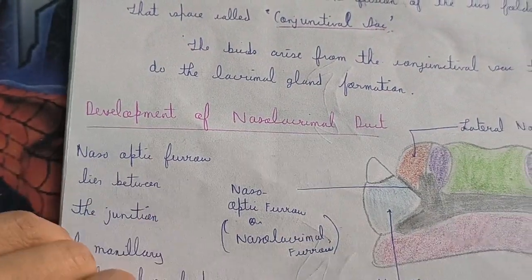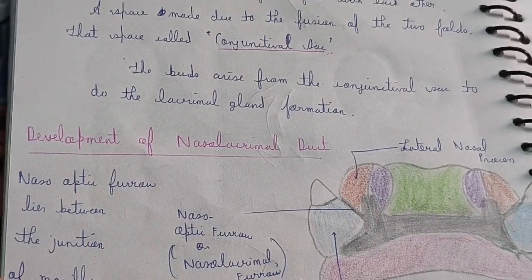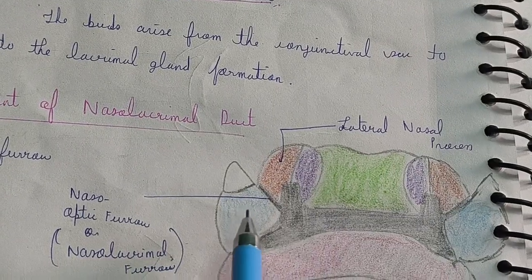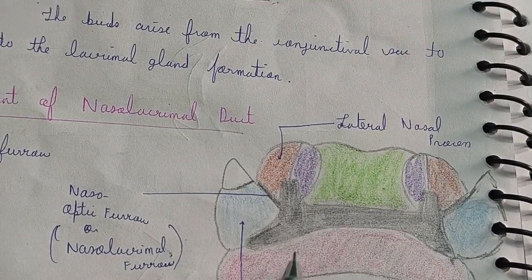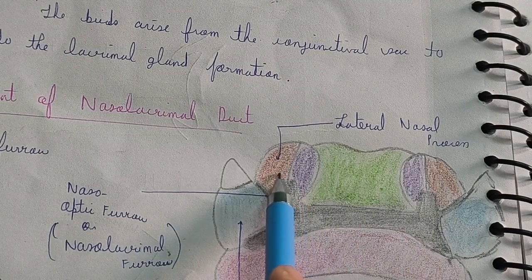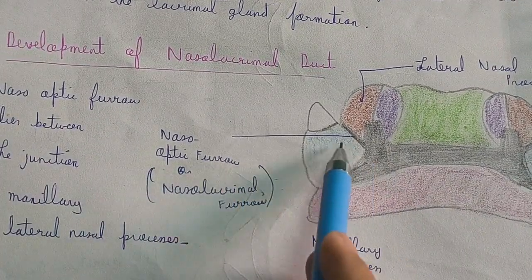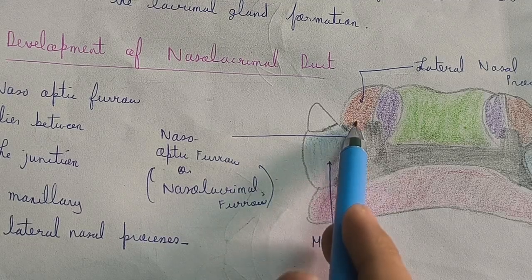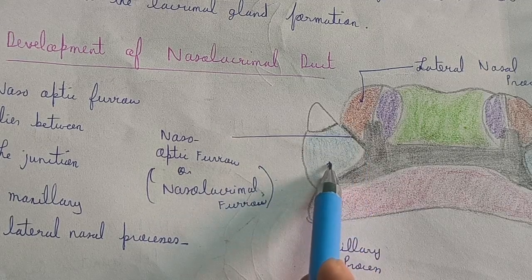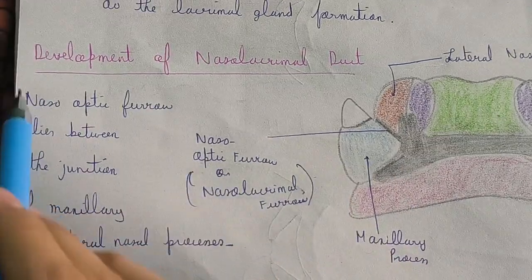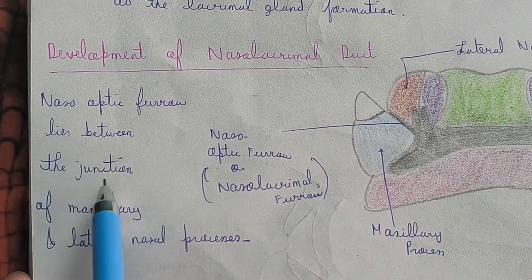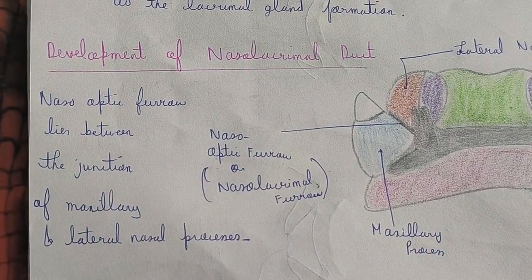Now let's discuss nasolacrimal duct formation. First of all, this is the maxillary process, this is the mandibular process, and this is the lateral nasal process. First of all you should know what the naso-optic furrow is. Basically it is the furrow lying between the lateral nasal process and the maxillary process. So I have written that the naso-optic furrow lies at the junction of the maxillary and lateral nasal processes.